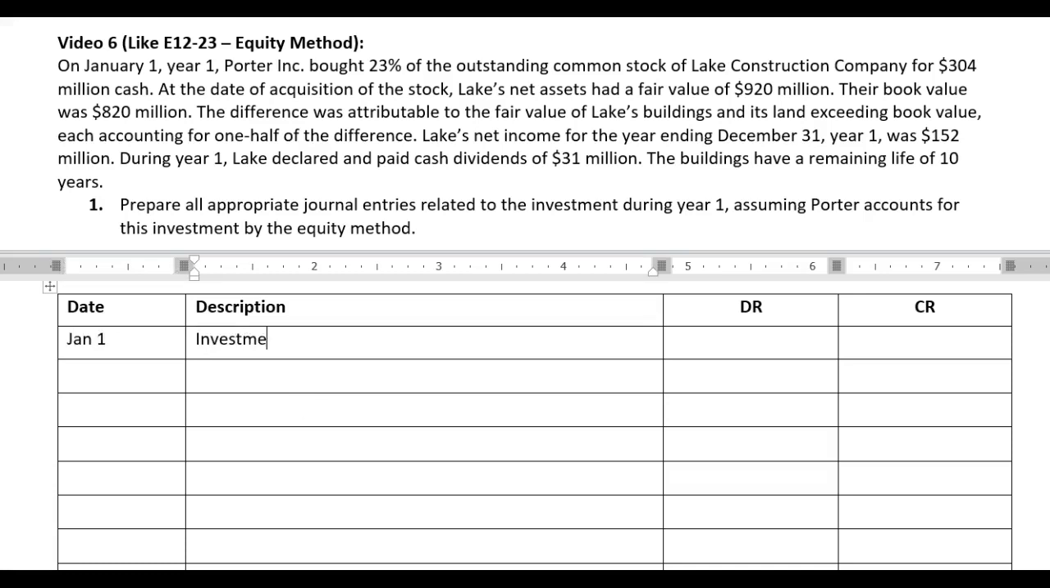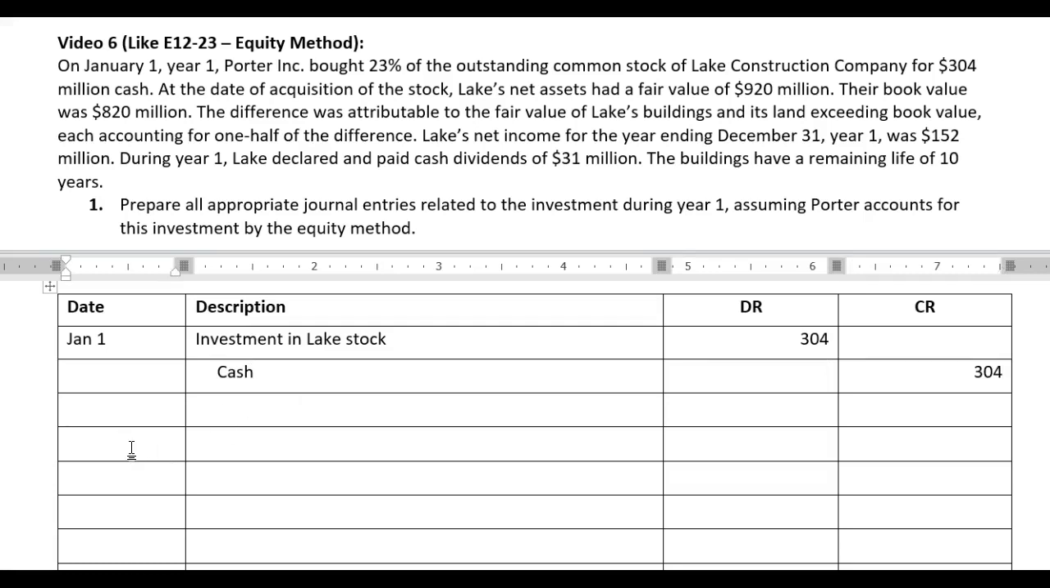So let's record the purchase on January 1st. We actually bought the common shares, so we're going to hit investment in stock, or I'm going to put Lake stock just so we can remember what company we're working with. And we're going to put that in at the purchase price, $304 million. And then we're going to record how we paid for it. So we're going to reduce our cash because that's what we use to actually pay for this investment.